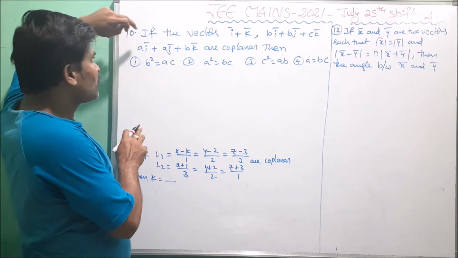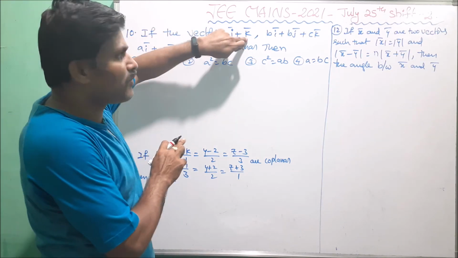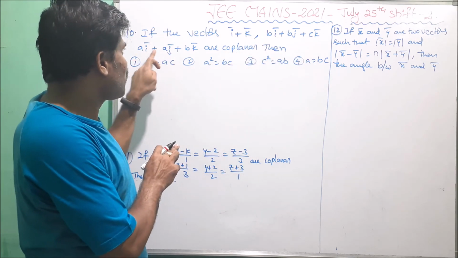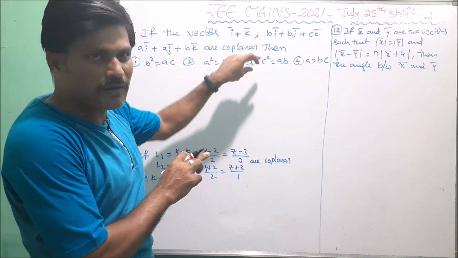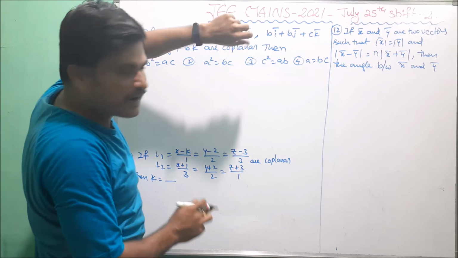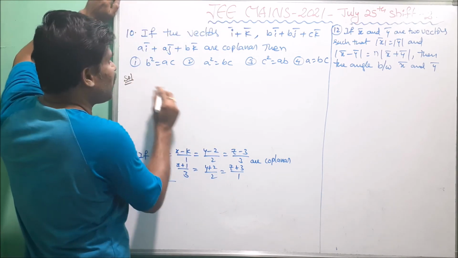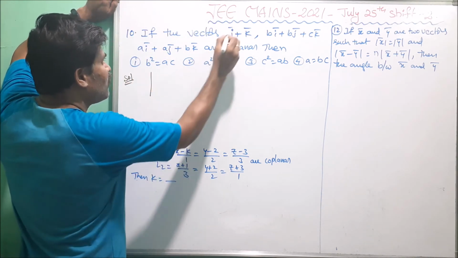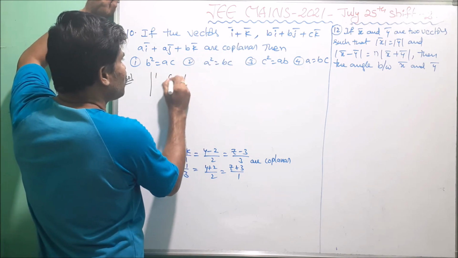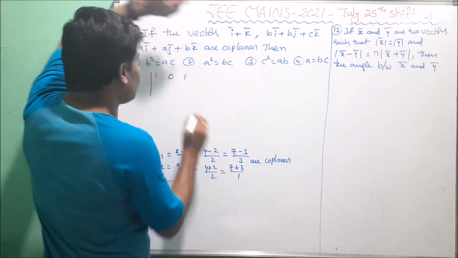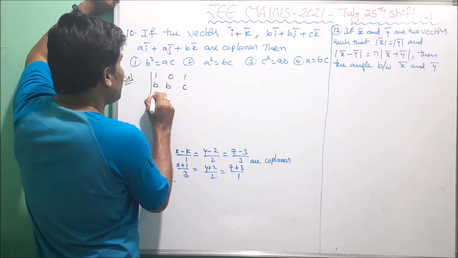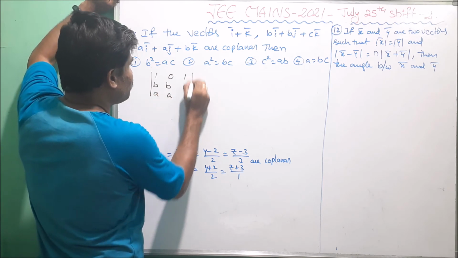Now the next problem. If the vectors i bar plus k bar, b i bar plus b j bar plus c k bar and a i bar plus a j bar plus b k bar are coplanar, so which is the equation? Now we take the determinant condition. Now here we write the determinant: i bar coefficient is 1, k bar coefficient is 1, j bar coefficient is 0. In the second vector, this is b, this is b, this is c. In the third vector, this is a, this is a, this is b.